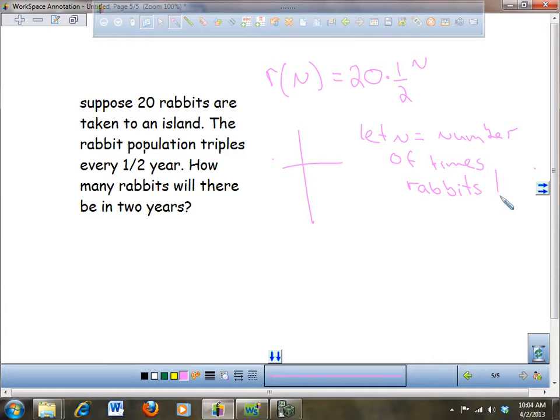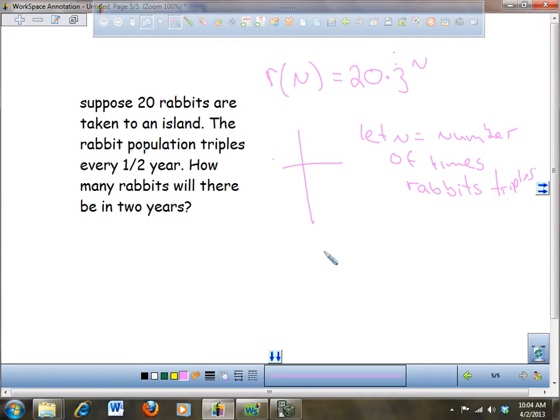So I messed up, don't write that down. Triples. So instead of this being a 1/2, this is totally wrong. This should be a 3, okay? Because you're starting with 20. When n is 1, right? After one time, it's going to be 20 times 3, or 60, right? After 2 times tripling, it's going to be 3 squared, or 180.